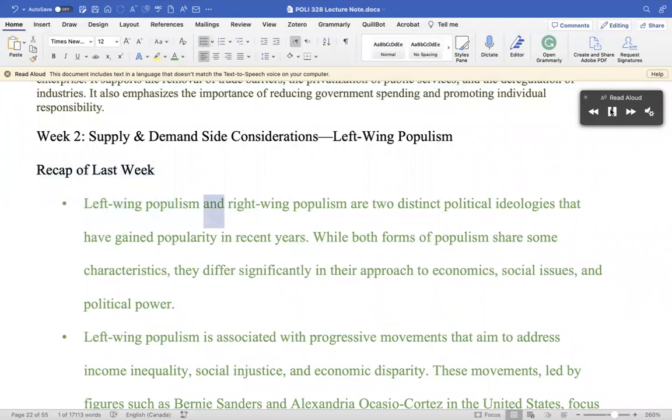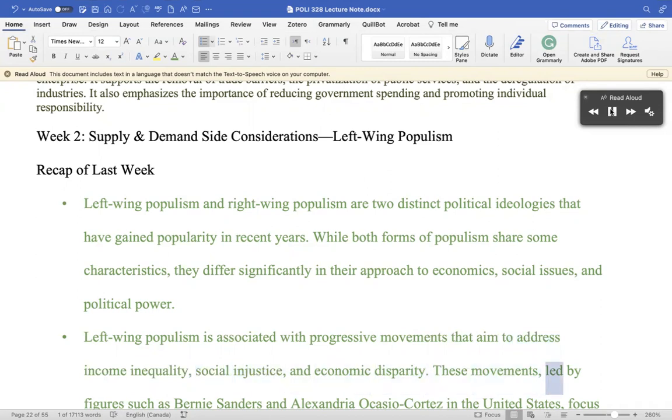Left-wing populism and right-wing populism are two distinct political ideologies that have gained popularity in recent years. While both forms of populism share some characteristics, they differ significantly in their approach to economics, social issues, and political power. Left-wing populism is associated with progressive movements that aim to address income inequality, social injustice, and economic disparity.